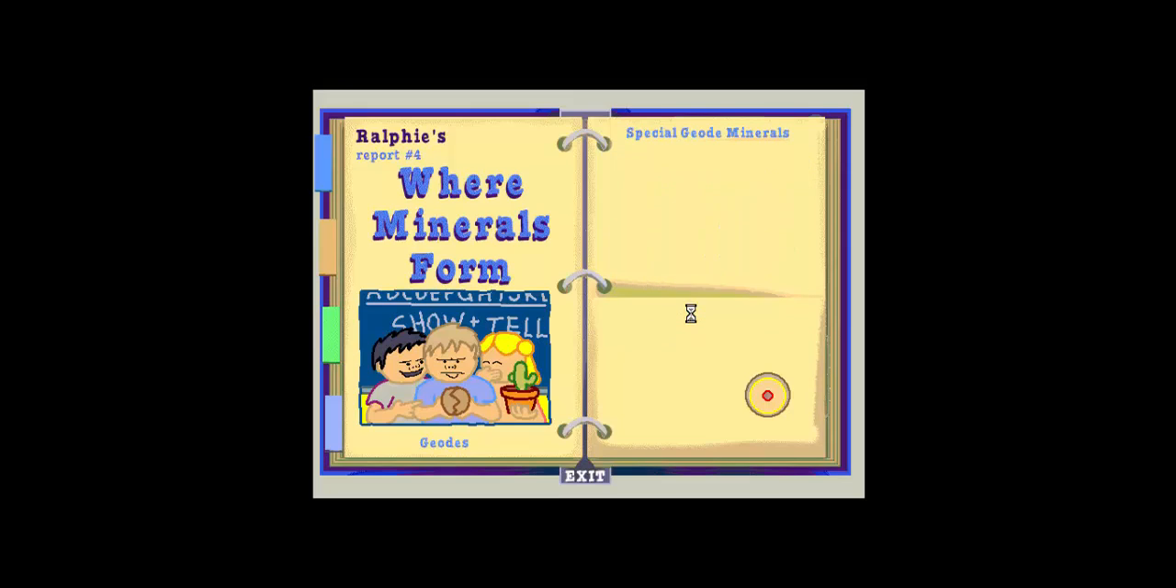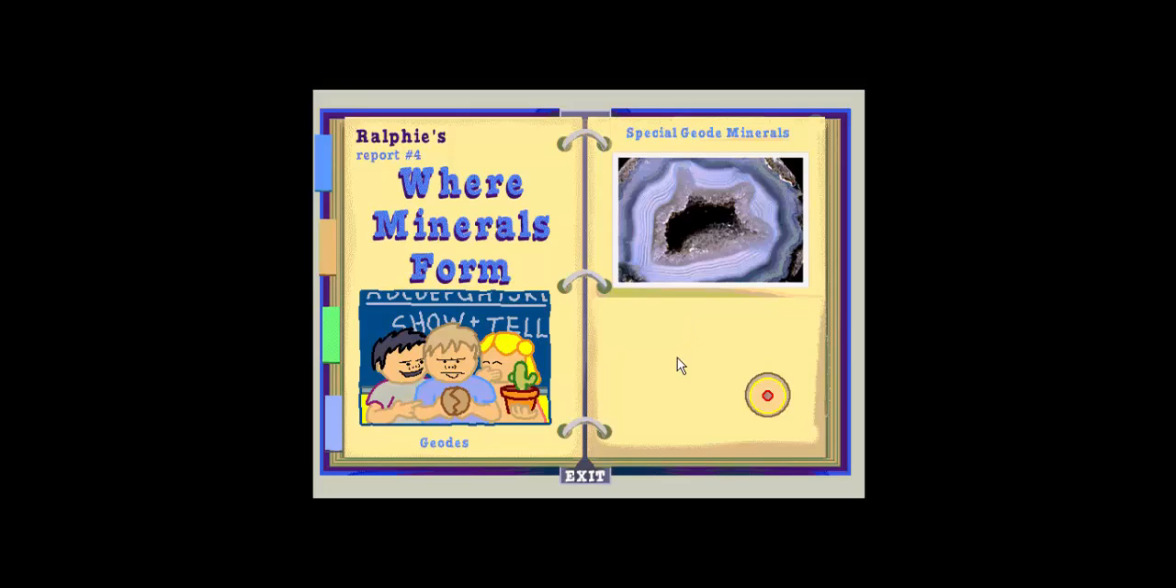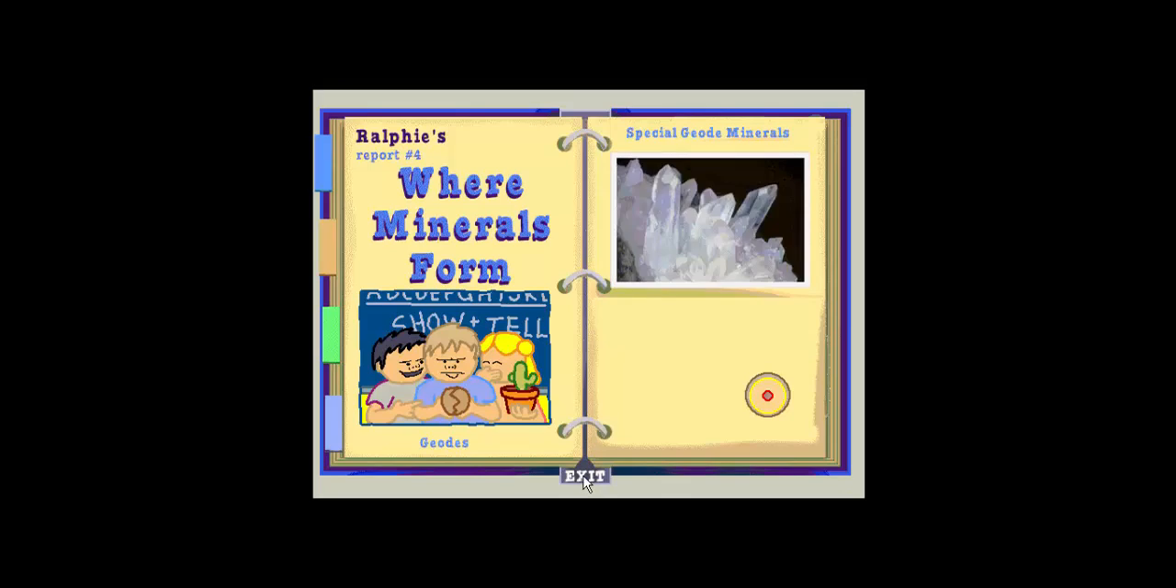Special geode minerals. Most of the minerals found in geodes are either calcite or quartz. If you break open a geode and can scratch the crystals with a knife, they're probably calcite. If the crystals are hard to scratch, they're quartz.